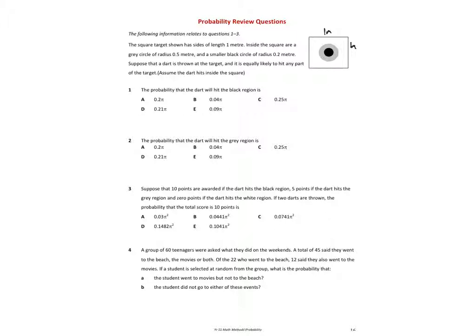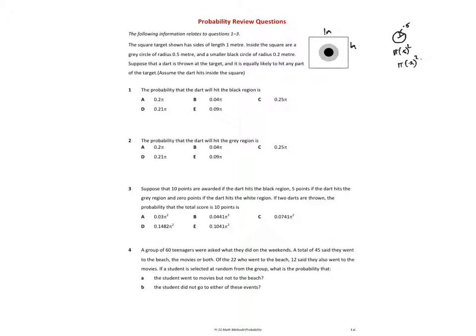Okay, so let's think about that. The bigger circle has an area of pi r squared, so pi times 0.5 squared. So that's the grey. My black circle has a radius of 0.2, so its area is pi r squared, which is pi times 0.2 squared.